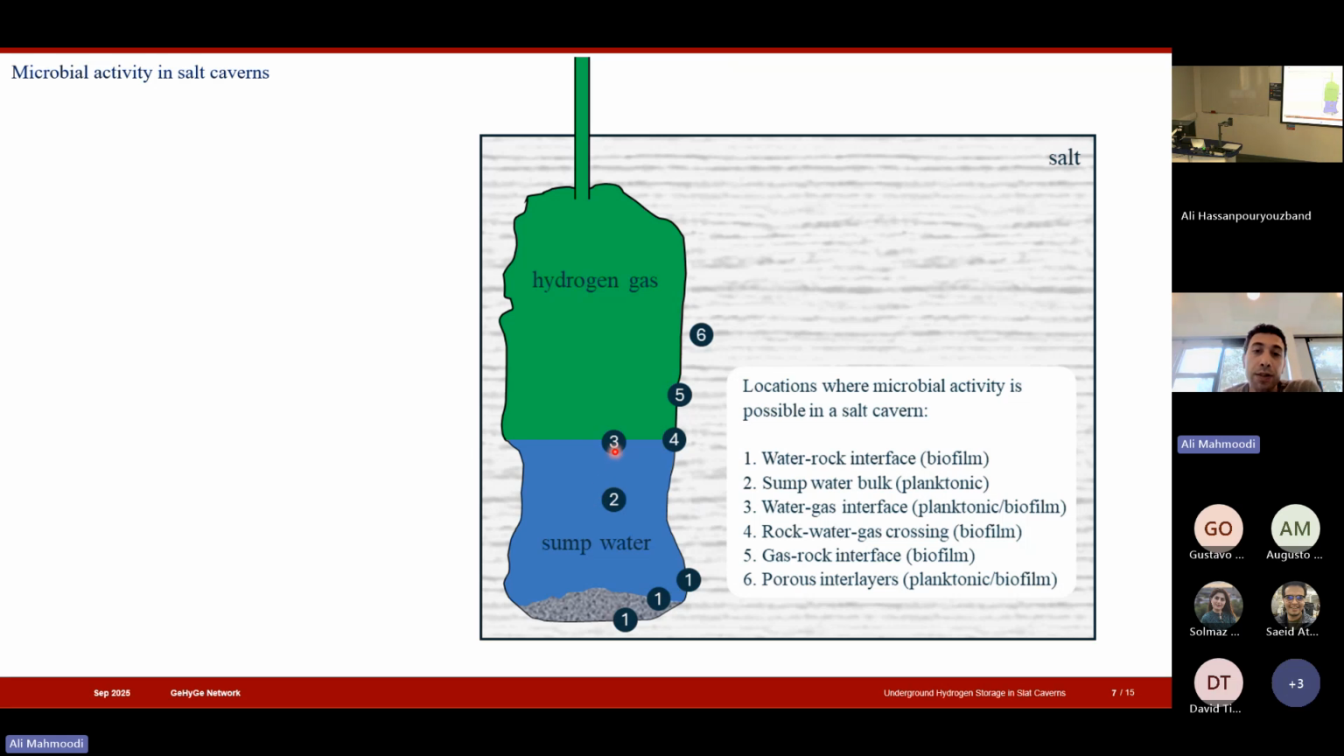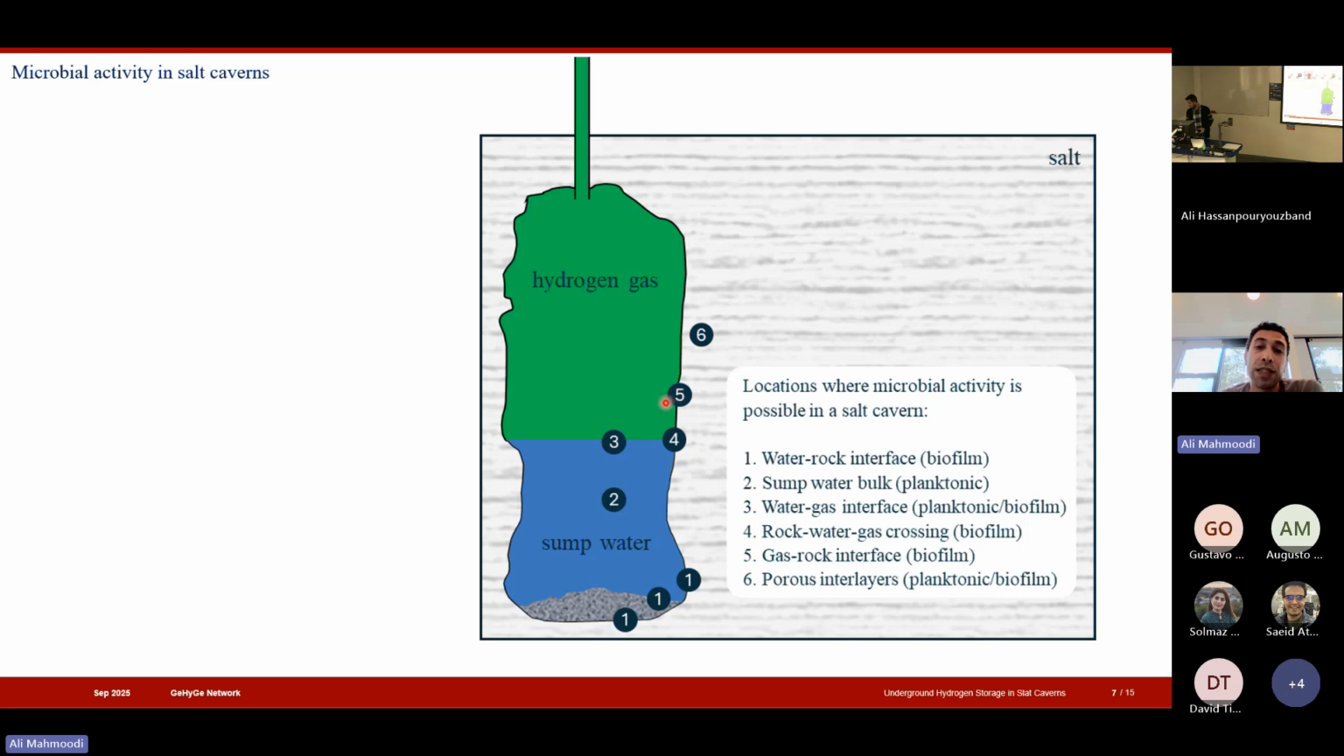Then there is the surface, and then there is the intersection between the water, hydrogen, and the rock surface, which already looks like the best place because they have water, they have hydrogen, and they have the solid surface and the minerals all at the same place. Then also, it has been mentioned that outside the water phase, on the walls, there could be microbial growth.